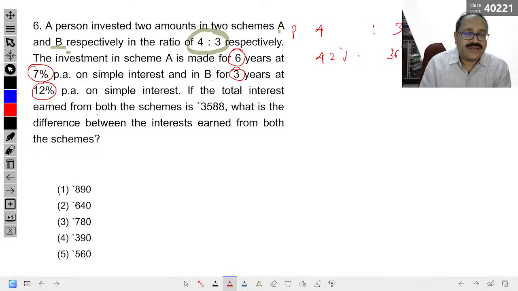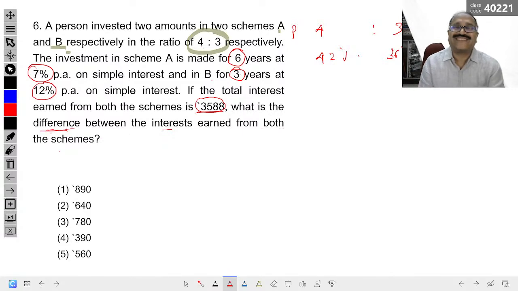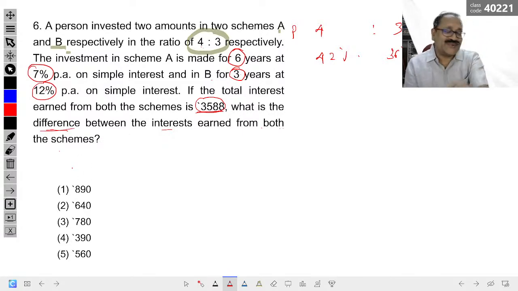And then if the total interest earned from both the schemes is rupees 3,588, then what is the difference between the interest earned from both the schemes? So the total interest is the sum, and I need the difference. What is the difference?